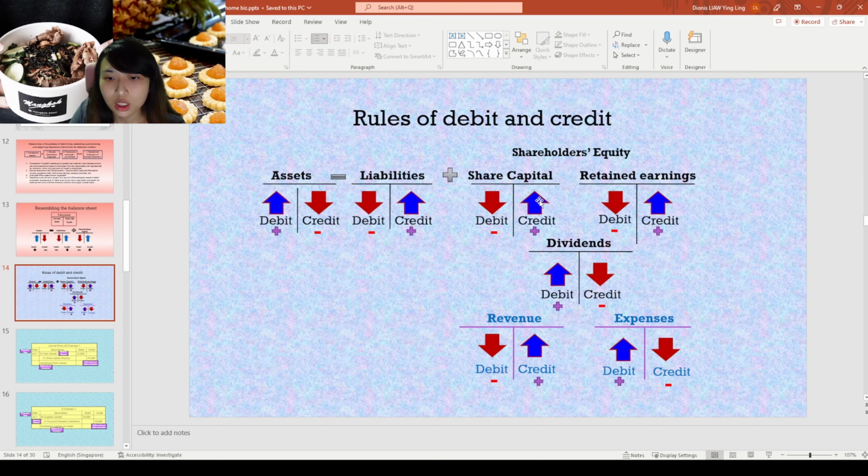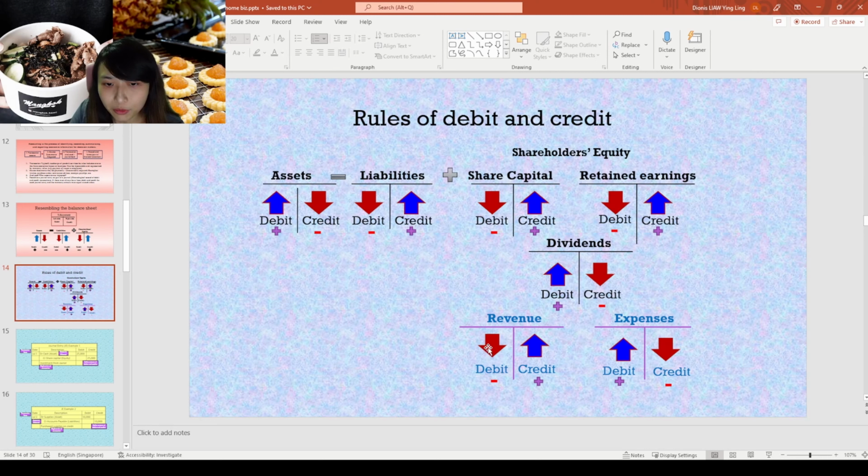As I mentioned, the statement of profit and loss is also part of the equity. Share capital, we already shared about this. A credit of retained earnings is an increase of retained earnings, but a debit of retained earnings is a decrease of retained earnings. You just follow this sign. So debit dividends is an increase in dividends, and credit dividends is a decrease in dividends.